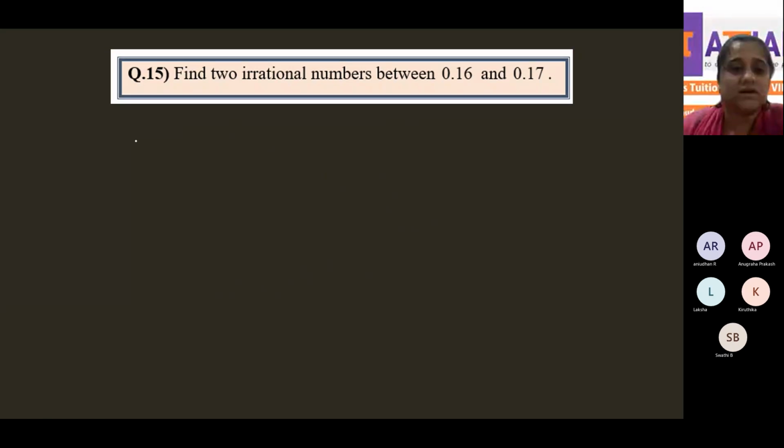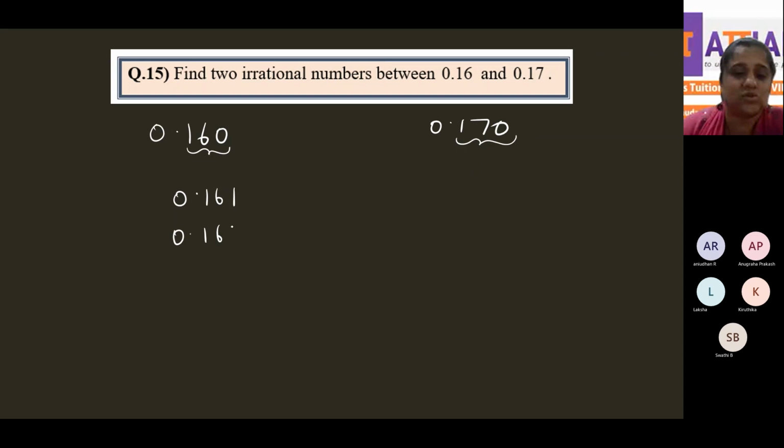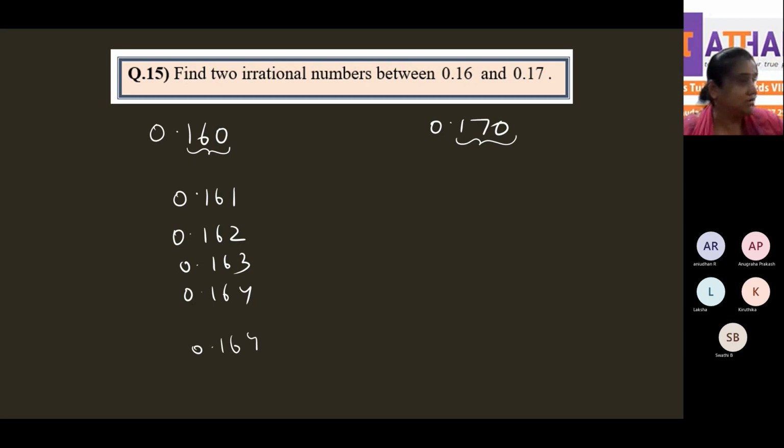I'll tell you again. 0.16, children, and 0.17. Add 1 0. Add 1 0 like this. So now this is 160 and 170. Between 160 and 170, you can write 0.161, 0.162, 0.163, 0.164. So like this, you can write till 0.169. Okay, but these are terminating decimals. Don't write these. These are terminating, so they're rational numbers. You should write non-terminating, non-repeating.